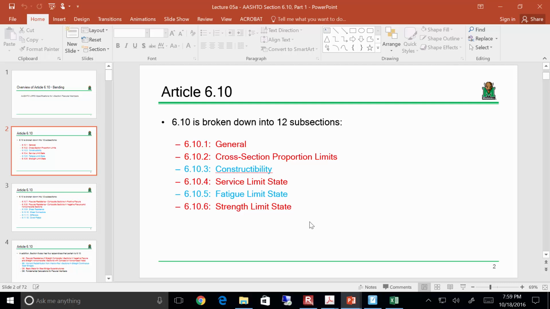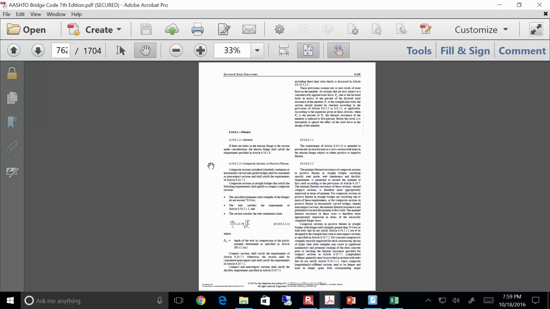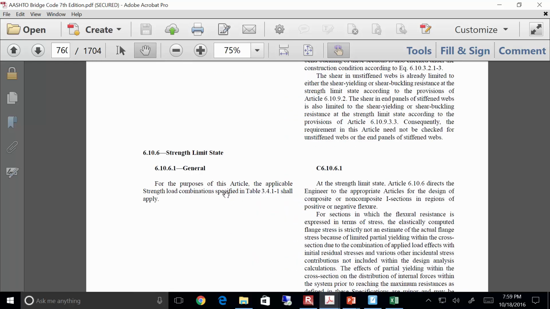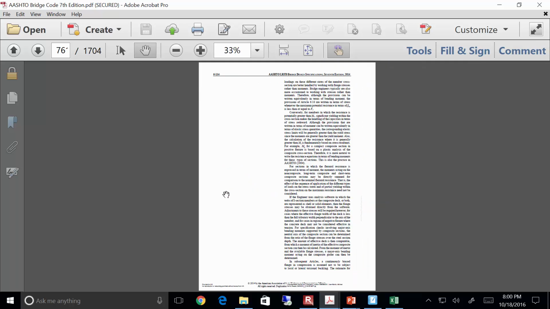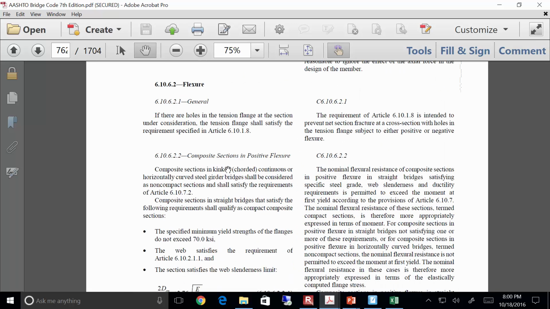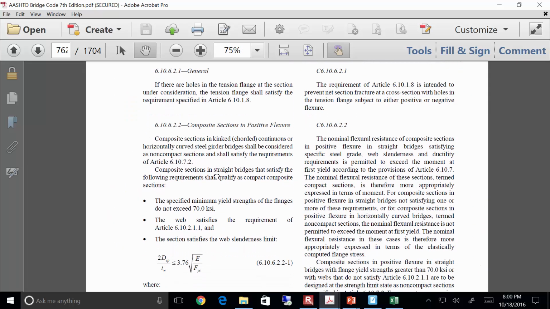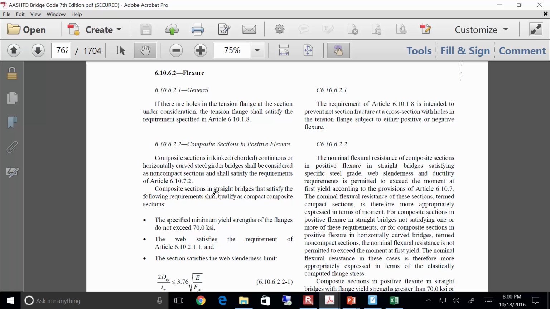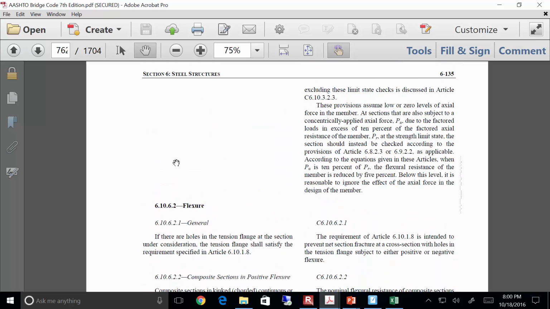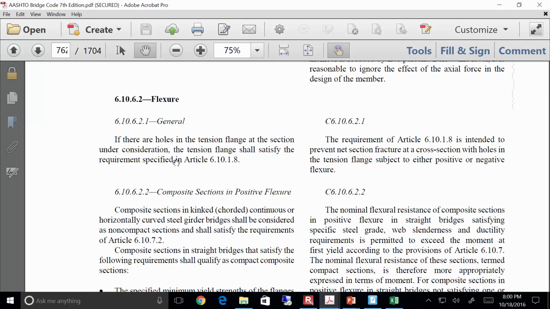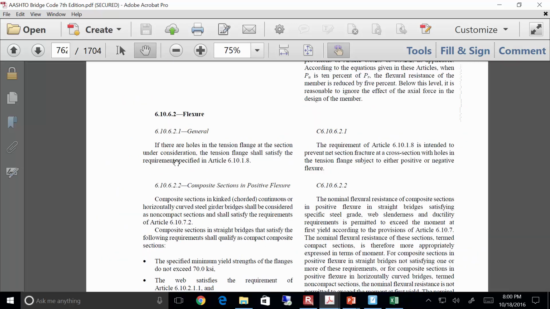So for the strength limit state, I want to start in the main body of the spec, particularly with Article 6.10.6. Now, if you skip ahead a little bit to 6.10.2, we're in flexure. Okay. So the nice thing about this is it pretty much points you everywhere that you need to go in terms of the spec. Now, so you know what page I'm on, I'm on page 6-135. So this is the section of the spec that relates to the strength limit state and particularly relates to bending. Okay, and we'll handle shear, of course, later on.